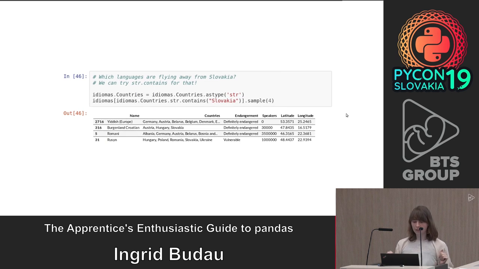We can also do this for our languages. So we first change our column countries to astype string. And then if we look at countries.str.contains Slovakia, we can actually see not only the countries, like if we would look at country equals Slovakia, we wouldn't get these entries because we would only get the entries that have only the name Slovakia. Like this, we also get the entries that contain Slovakia but also other things. And we have a sample of the languages that are disappearing from Slovakia.